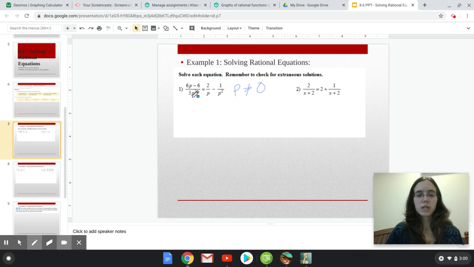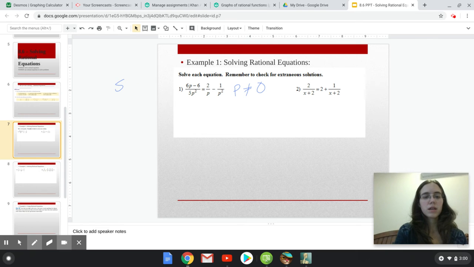So what would our common denominator be here? We know it's going to have a 5 in it. It's going to have a p squared. The p is already in the p squared, so that's it. Our common denominator is 5p squared. So I'm going to multiply each piece by 5p squared.